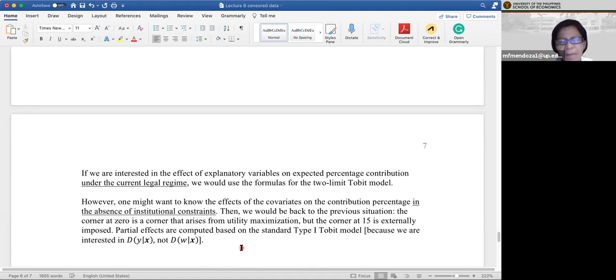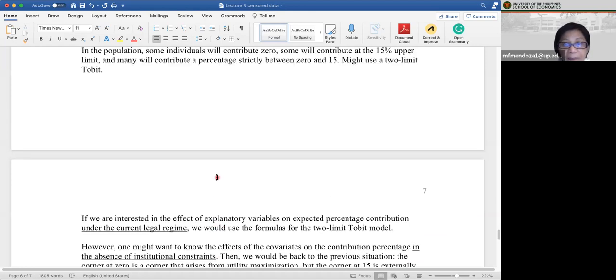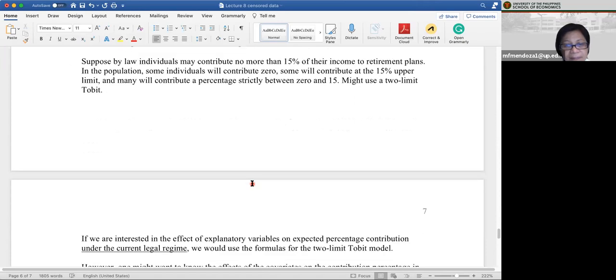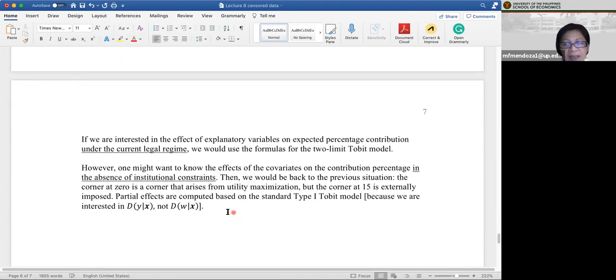But sometimes you would see questions like, what would be the effects of the covariates, the x's, on the contribution percentage in the absence of institutional constraints. So here the left-hand side would be the percentage of their income, or contribution to retirement plans. Then we would be back to the previous situation. The corner at 0 is a corner that arises from utility maximization, but the corner at 15 is externally imposed. Then partial effects are computed based on the standard type 1 Tobit model.